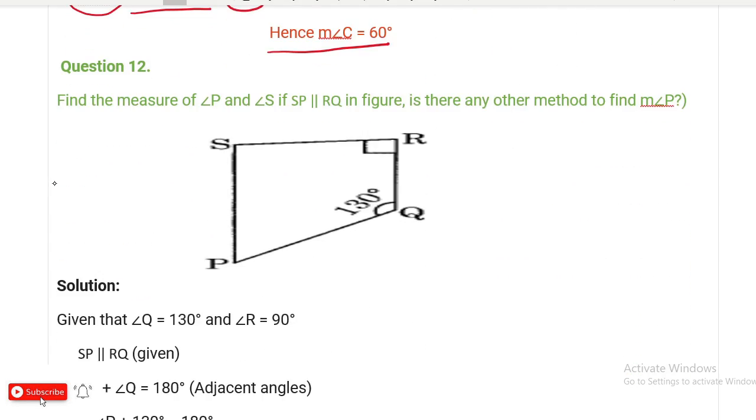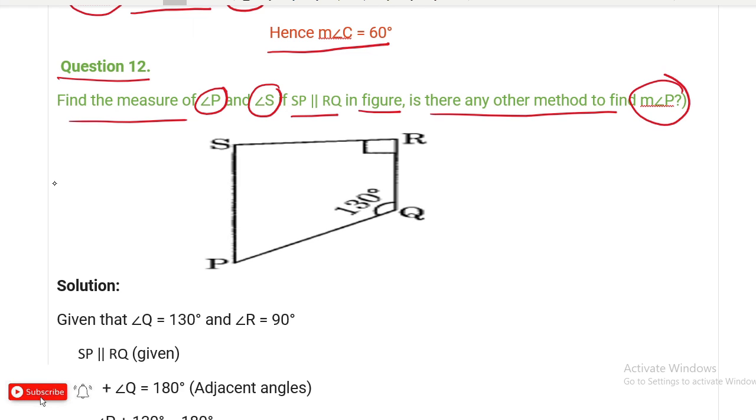Now the last question of this exercise, question number 12. Find the measure of angle P and angle S if SP is parallel to RQ in the figure. Is there any other method to find the value of angle P? Here is a figure PQRS, and here Q is 130. We have to find out the value of angle P and angle S. This one is 90.